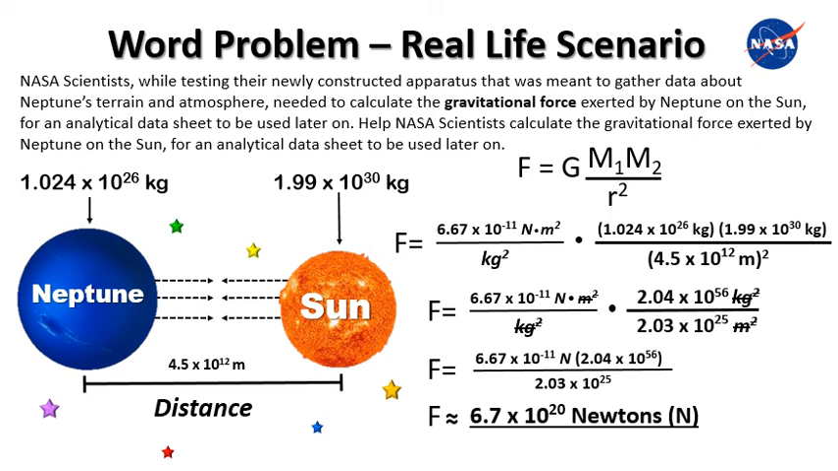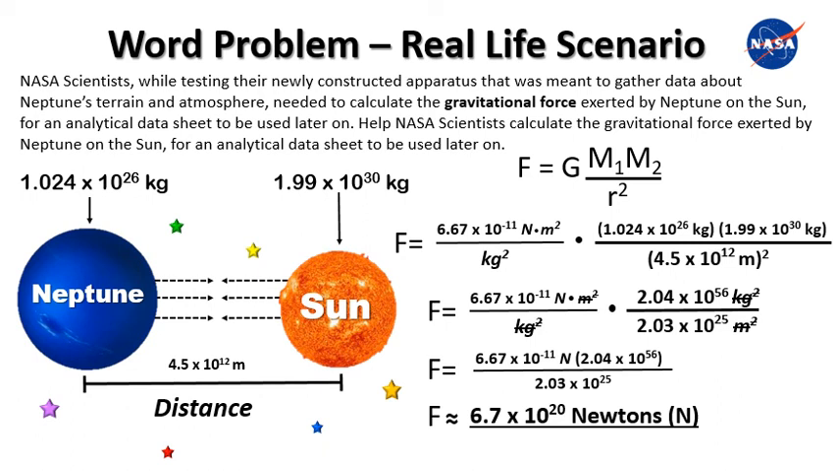So we're given that Neptune's mass is 1.024 times 10 to the 26 kilograms, and the Sun's mass is 1.99 times 10 to the 30 kilograms. We're also given the distance between the centers of the two planets is 4.5 times 10 to the 12 meters. So we'll assign Neptune's mass as mass 1 and the Sun's mass as mass 2. Now that we have all the information we need, we can simply plug them into the gravitational force formula.